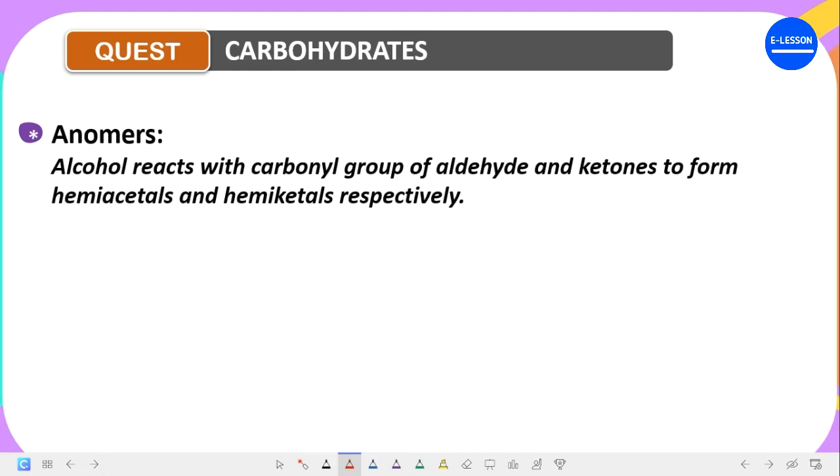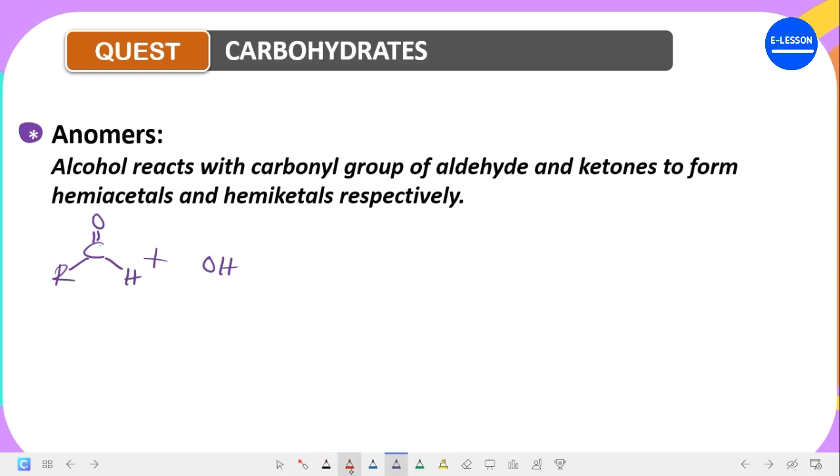Now, let's take something very quickly, the chemistry of it. It said alcohol reacts with carbonyl group of aldehydes and ketones to form hemiacetals and hemiketals respectively. Now, let me write this for you. What is the alcohol functional group? What is the aldehyde functional group? This is the aldehyde functional group, right? C double bond O, plus the alcohol group, OH.